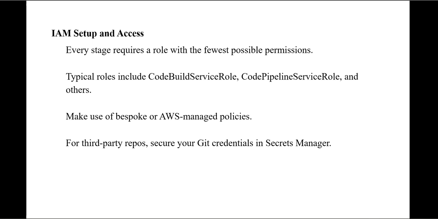IAM setup and access. Every stage requires a role with the fewest possible permissions. Typical roles include the CodeBuild service role, the CodePipeline service role, and others. Make use of bespoke or AWS managed policies. For third-party repos, secure Git credentials in Secrets Manager. Each stage in the pipeline uses a role. Make sure you assign the least privilege necessary. AWS provides managed policies for each service, or you can define custom roles.